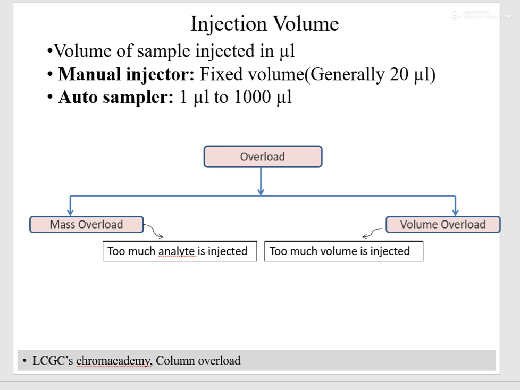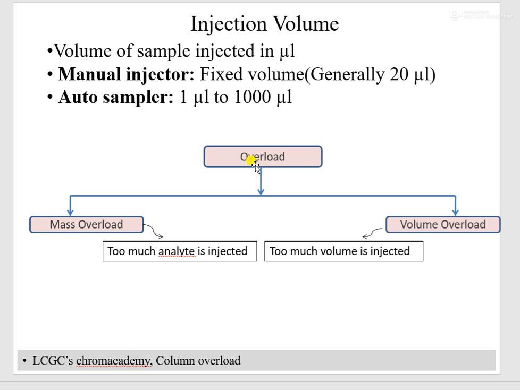Next is injection volume. What is injection volume? It is the volume of sample injected in microliter. You can have a manual injector, you can have an auto sampler. With a manual injector you can only inject a fixed volume of sample depending upon the type of loop you have selected for your HPLC. Suppose your manual injector has 20 microliter loop capacity, then you can only inject 20 microliter. Suppose you have a loop of 50 microliter, you can only inject 50 microliter. You cannot change the amount of sample to be injected in the manual injector. While with an auto sampler, you can vary your sample to be injected. It can range from 1 microliter to 1000 microliter depending upon the type of loop you have in your auto sampler.